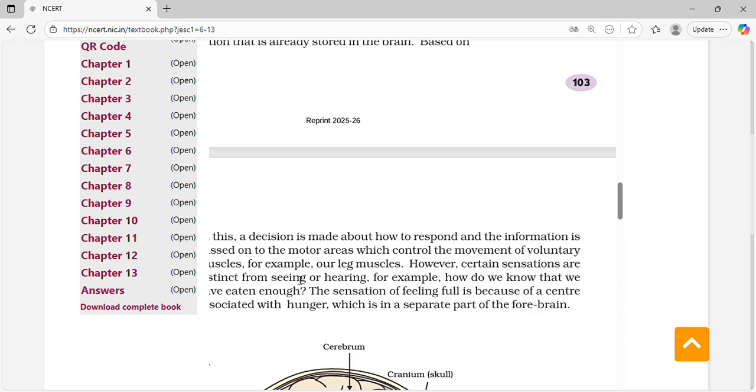For example, our leg muscles respond to certain sensations or instincts from seeing or hearing. Consider how we know that we have eaten enough. The sensation of feeling full is because of a center associated with hunger, which is a separate part of the forebrain.